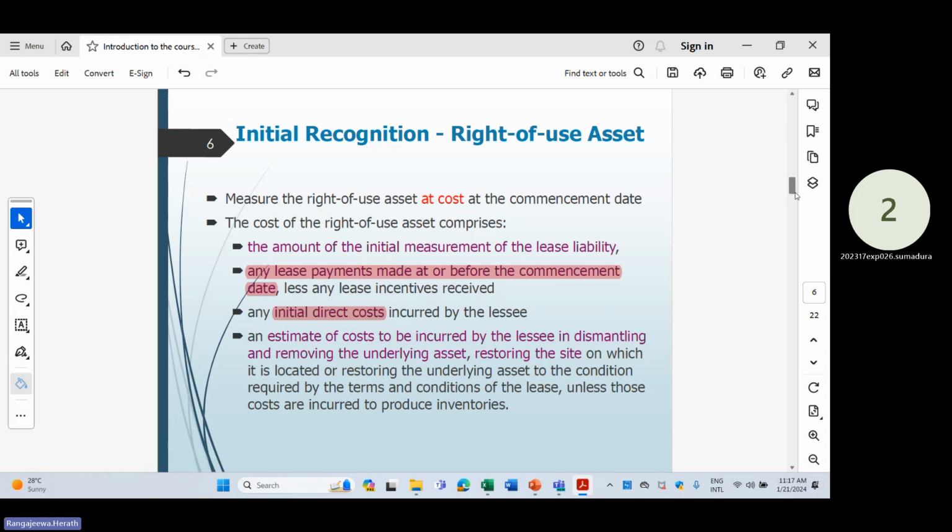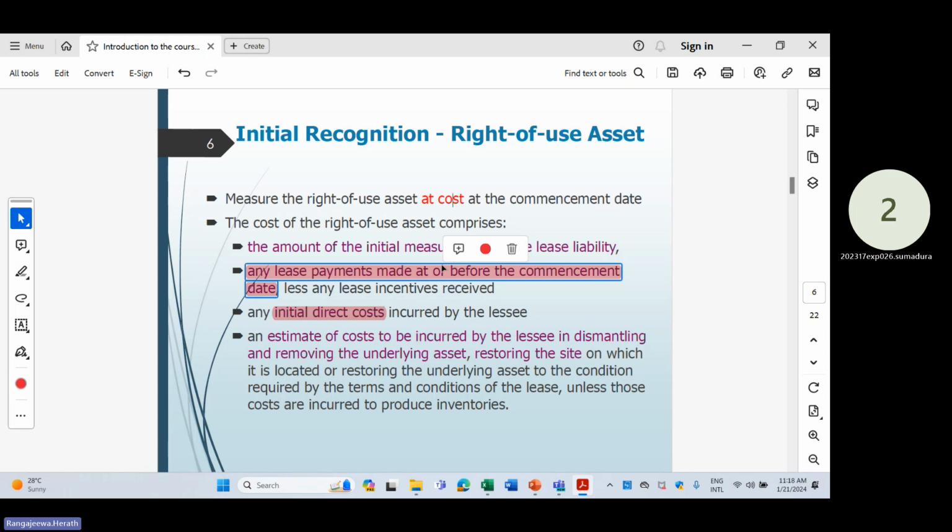Then in some leases, you have to make a down payment, an initial payment, especially when you lease a motor vehicle. The motor vehicle value is 5 million. You can't lease for the full 5 million. You will be asked to pay 2 million as a down payment, and the balance 3 million you can lease. So the initial measurement of lease liability is 3 million. That you credit to lease liability and debit to right of use asset. And you are paying 2 million down payment. That you credit cash and debit right of use asset.